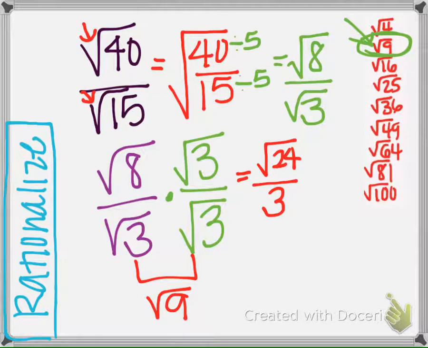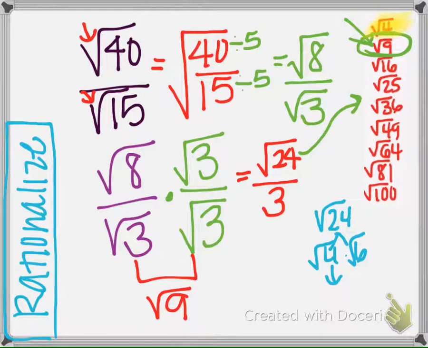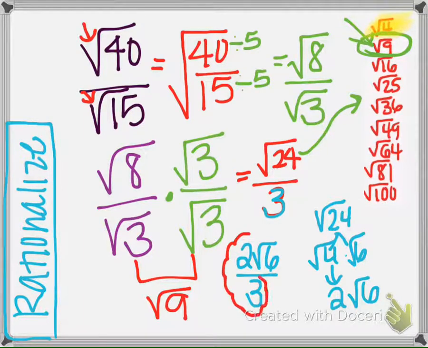And then before we're done, we have to make sure that none of these can go into 24. So I know that 4 can go into 24. So the square root of 24 can be simplified as 4 times 6, which is 2 radical 6. So we have 2 radical 6 over 3. And then we can simplify the numbers that are outside the radical. But since we have a 2 and a 3, there is nothing we can simplify in this particular problem. So this would be our final answer.